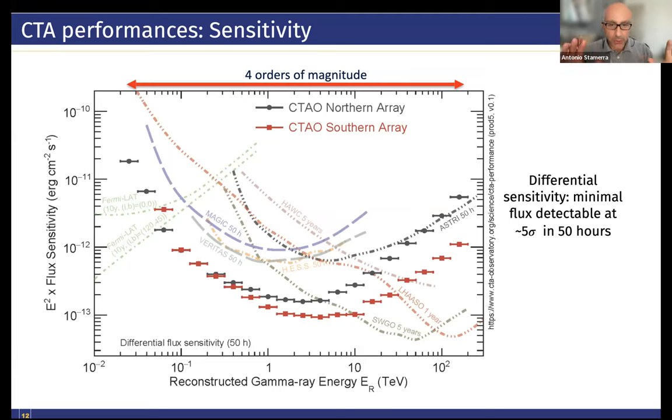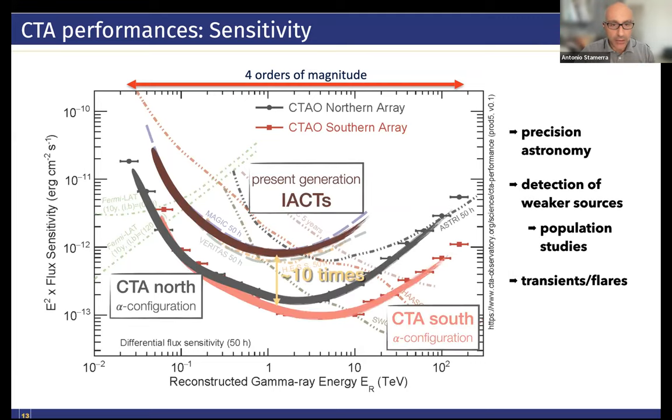Now, the plot is quite crowded. Just to make it a bit more clear, I show here the highlight of the sensitivities of the present generation of telescopes and of the CTA configuration in the alpha configuration, so the minimal one that would be built in the next few years, for north and south.